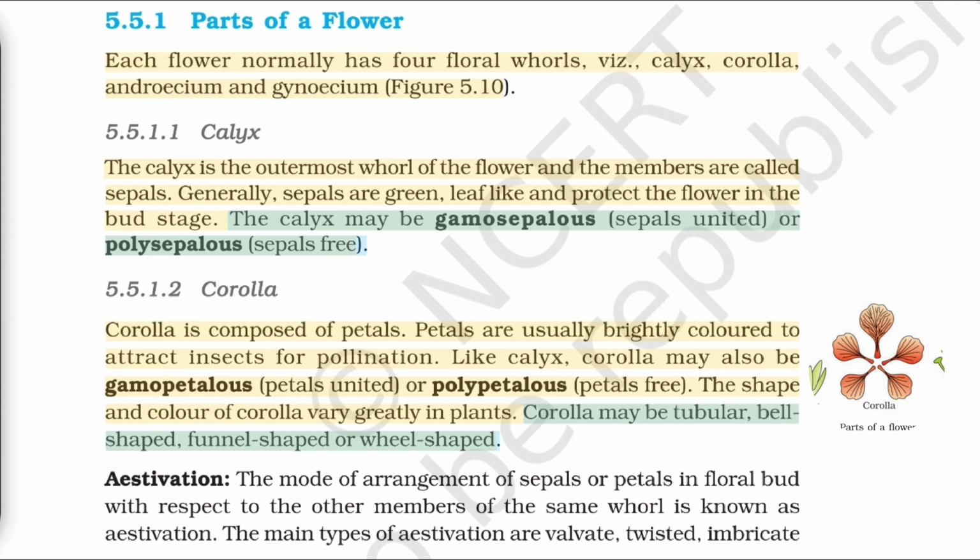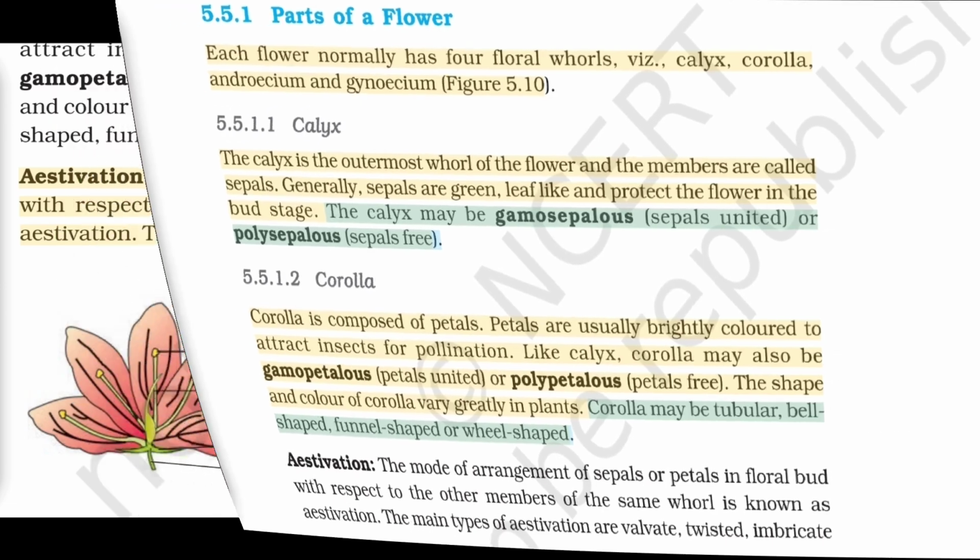Petals are usually brightly colored to attract insects for pollination. Like calyx, corolla may also be gamopetalous (petals united) or polypetalous (petals free). The shape and color of corolla vary greatly in plants. Corolla may be tubular, bell-shaped, funnel-shaped or wheel-shaped.